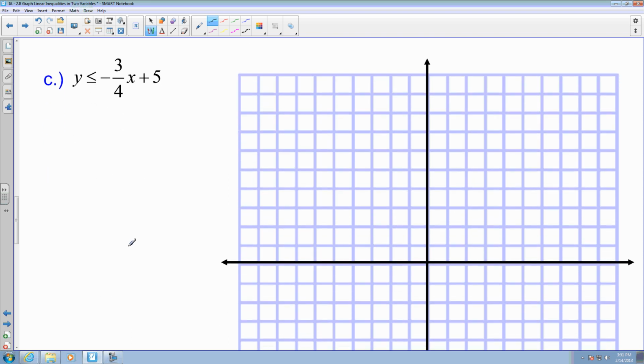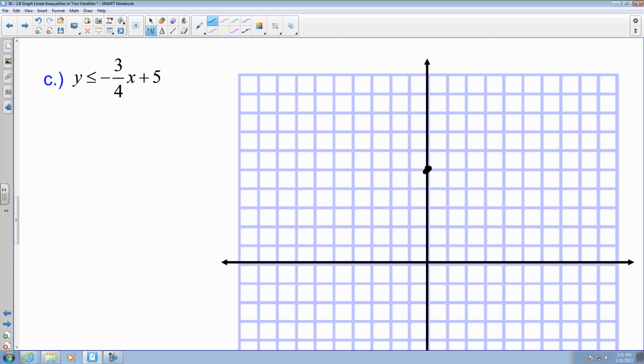Next one is y is less than or equal to negative 3/4 x plus 5. So now we do the same thing as if we were making a line. I need to find my y-intercept. My y-intercept is positive 5. So 1, 2, 3, 4, 5.